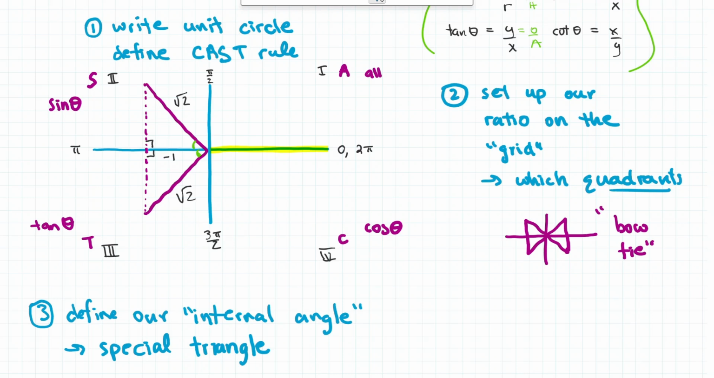Okay, so in this case, we do have a special triangle. Again, if you need some more review on that, please check out my video on special triangles and subscribe so you get notified when I drop some new ones.